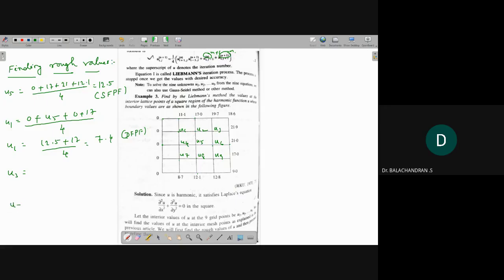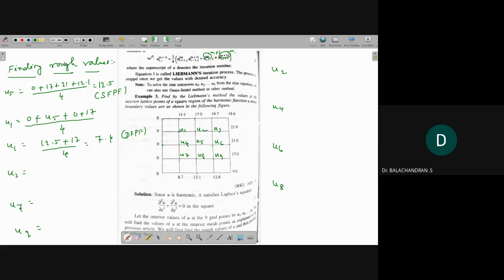After U3, it is better to go to U7. For U7 also diagonal. Then after U7, go to U9, which is also diagonal. Next U2, U4, U6, U8. For these four, you can use the standard 5-point formula. We will discuss this problem again tomorrow, and then I will go to the next problem. Otherwise, you can try. These are the rough values.